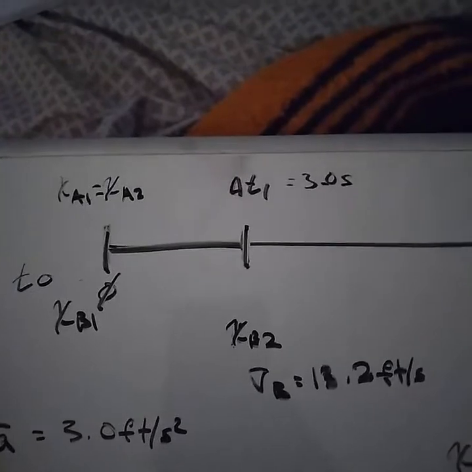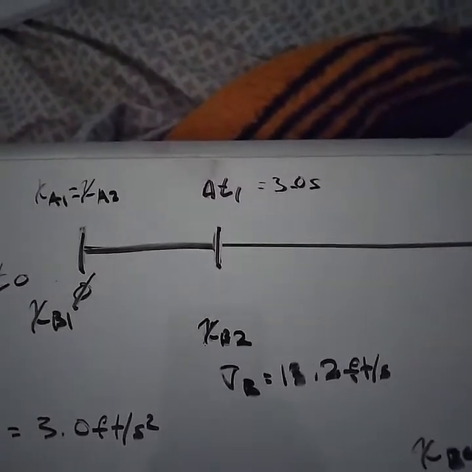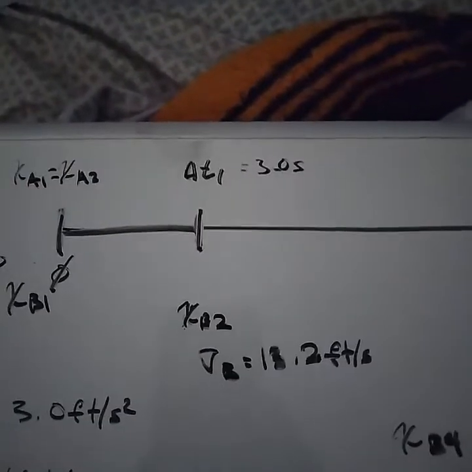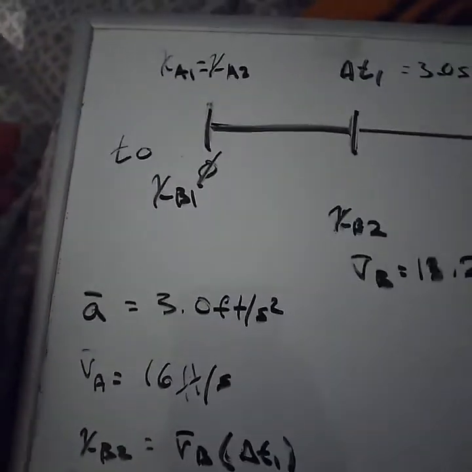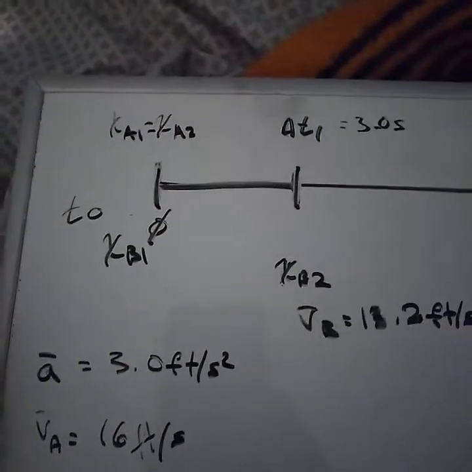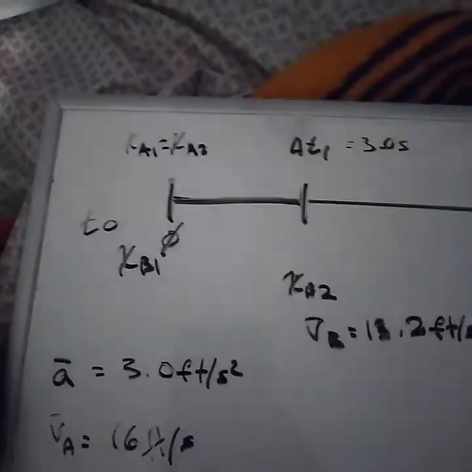So we have a scenario where there are two runners. One runner stops and ties his shoes for 3 seconds. The runner B continues with constant velocity. Runner A is going to accelerate until reaching 16 feet per second, which he will maintain.